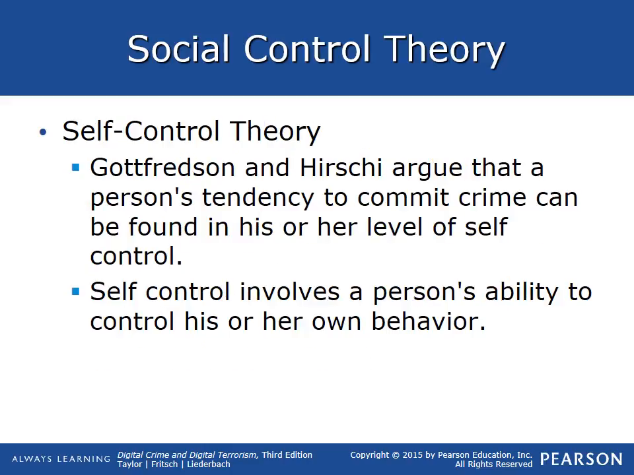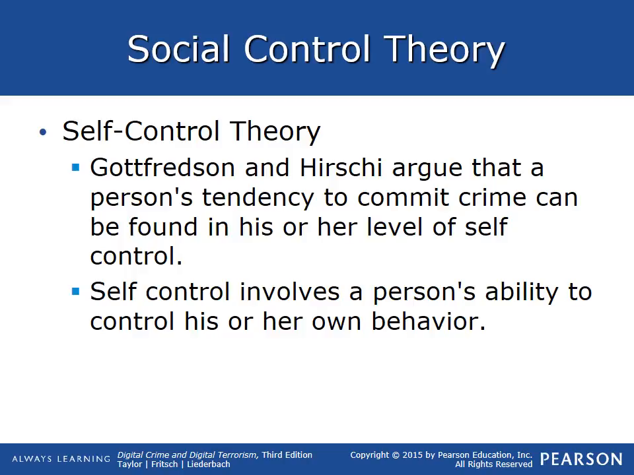Gottfredson and Hirschi argued that a person's tendency to commit crime can be found in his or her level of self-control. Again, this has been applied to the pedophilia examples. Why do people download child porn? Well, some say they don't have that self-control. They can't stop doing that type of criminal act. Self-control involves a person's ability to control his or her own behavior. Like we just talked about, if I don't stop myself, someone's not going to stop me. I make a choice.